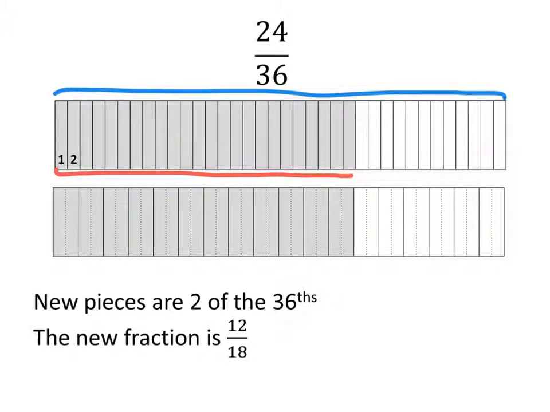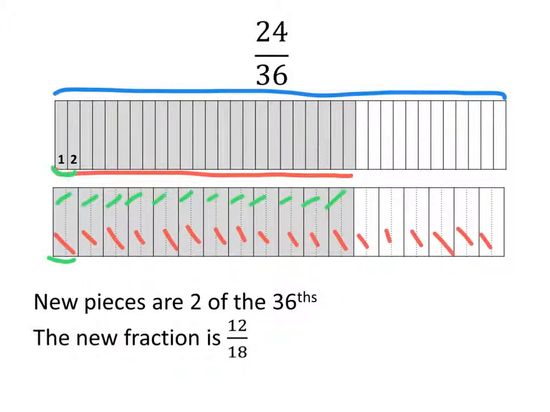So one way to find an equivalent fraction is to group them into groups of 2. By taking 2 of the original 36, I merge them into one piece. And so now, looking at the bottom rectangle, I can count. I have 12 pieces that are shaded, and I have 18 pieces in the whole. So using this grouping of 2, I can show that 24/36 is equivalent to 12/18.